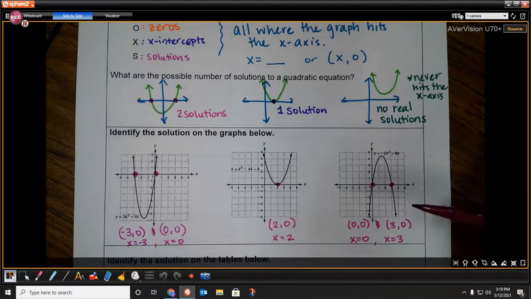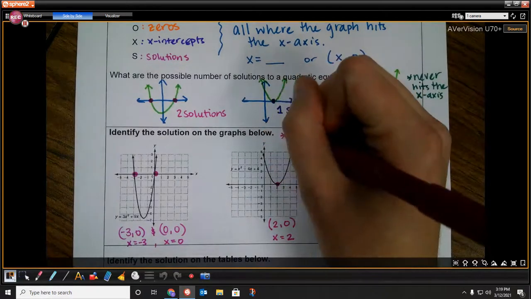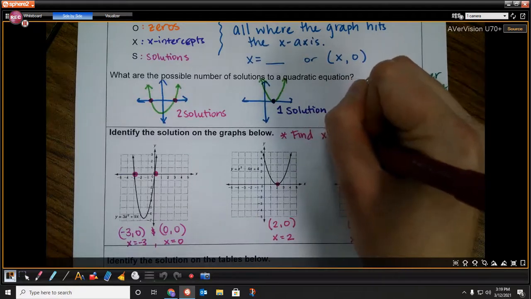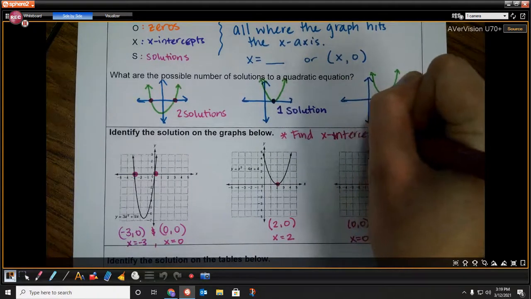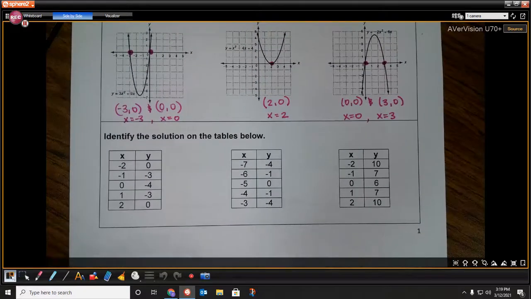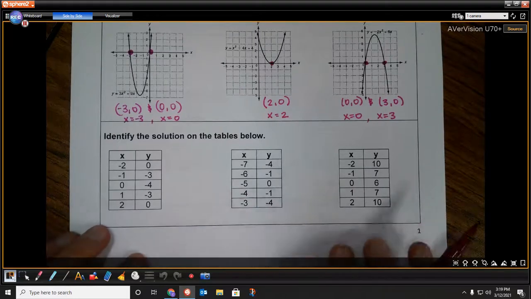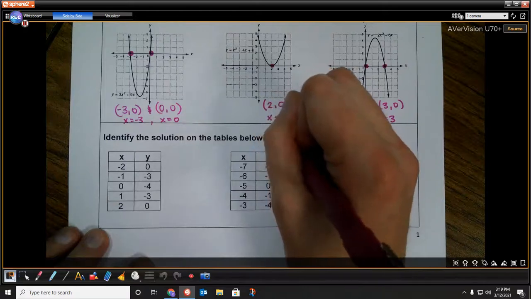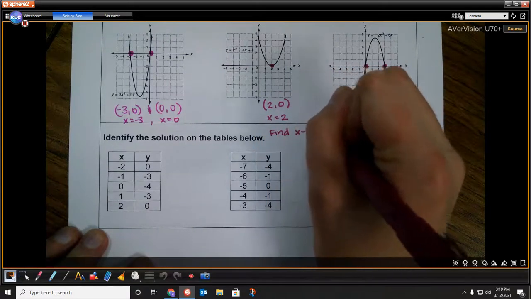This is probably the easiest way. You can just look at your graph, find your x-intercepts, all right? So that's the biggest thing. You want to find your x-intercepts. All right, if we wanted to identify the solution on our tables below, what we can do on this table, we want again to find our x-intercepts.